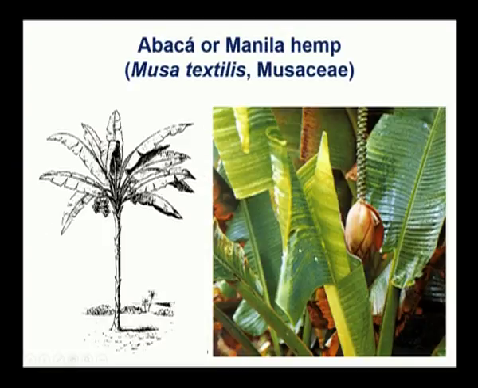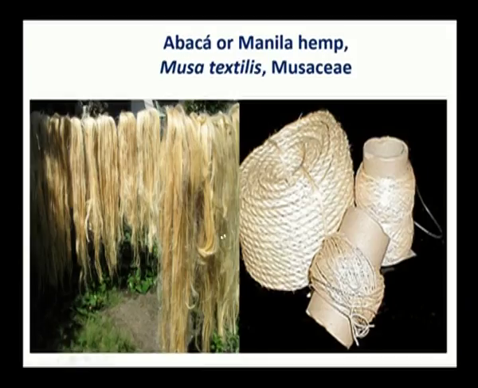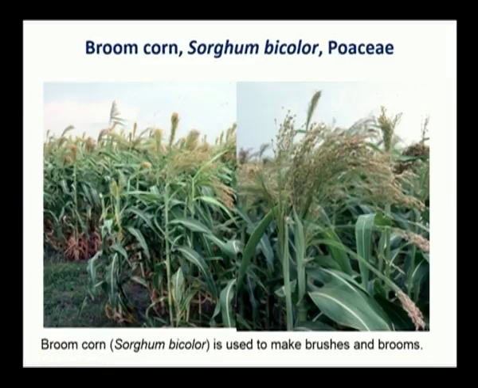So, abaca, the leaf from which they are getting fiber. The fiber shown here is dried under sunlight, and after getting the fiber we can make it into a rope, or whatever way we want to use it. Another class is broom corn, generally known as sorghum, which is another class of fiber material. It is used to make brushes and brooms. For these two purposes, this material is used.